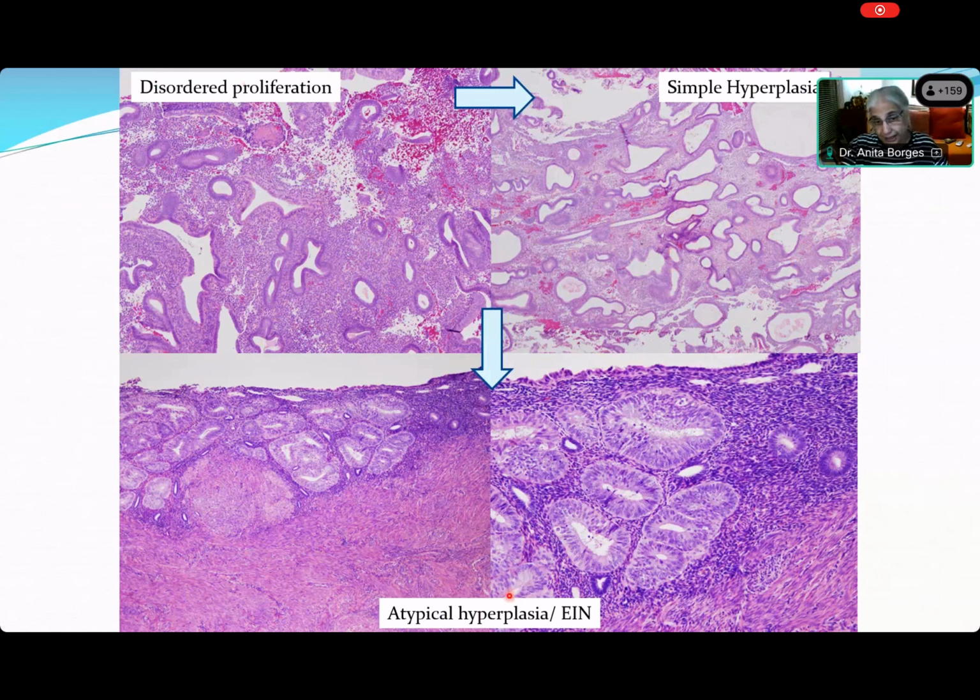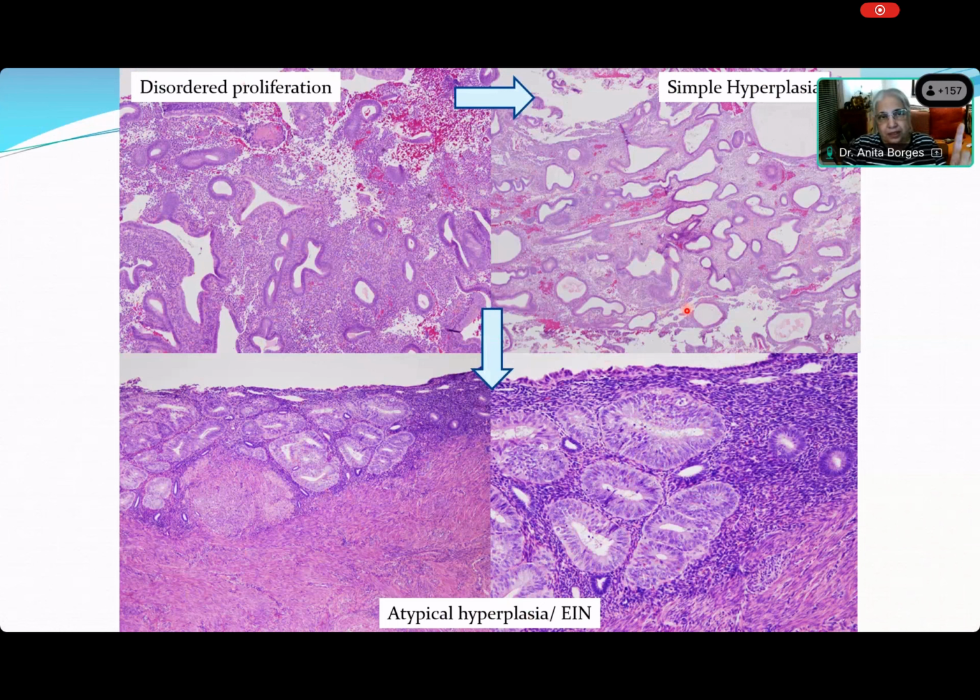But now when you get to atypical hyperplasia or endometrial intraepithelial neoplasia, notice that here you are actually getting glands that are close to one another. There is very little space between the glands. You are seeing this pseudostratification of the nuclei. You may actually see stratification of the cells, and compared to what you're seeing, there is atypia that is seen in the cells.